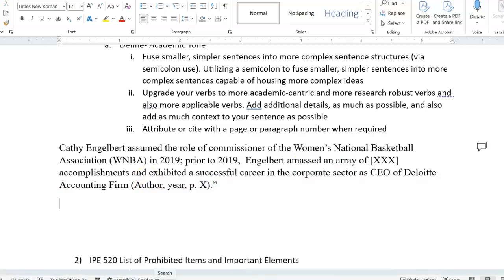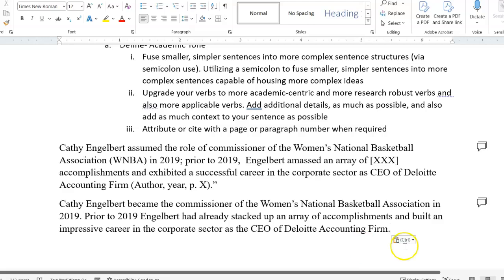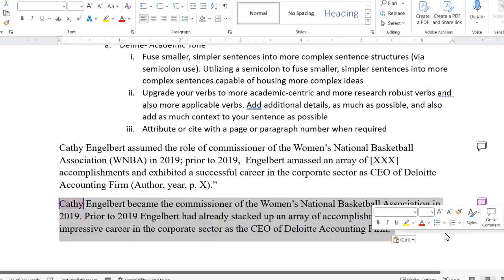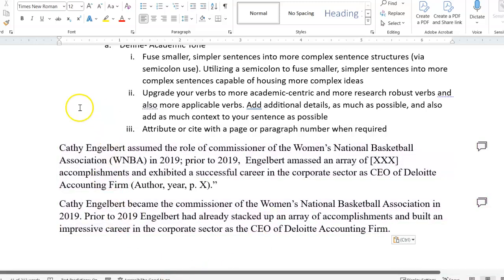So let's look at this. From beginning to end, I'm going to paste the original version here. Original: Cathy Engelbert became the commissioner of the Women's National Basketball Association in 2019. Prior to 2019, Engelbert had already stacked up an array of accomplishments and built an impressive career in the corporate sector as the CEO of Deloitte accounting firm.